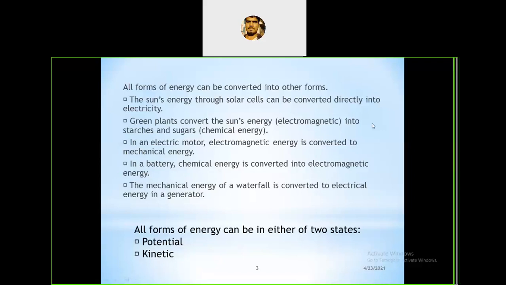And all forms of energy can be in either of two states. Whatever the energy is, it is in one of two states: potential energy and kinetic energy. These are the two important forms of energy. Either energy is in the form of potential energy or kinetic energy. There are five forms, but energy states are only two. Either it is potential energy or it is kinetic energy.